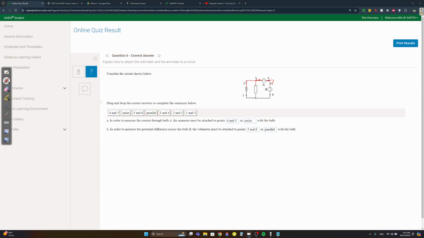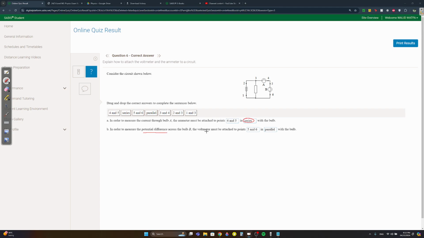So the current continues here, it reaches, and we just measure the current after it went out of the bulb. So that would work between 4 and 5. Because 3 and 4, it would go out. We don't want that. You remember for a current, the ammeter, it has to be series. So that's why you can't use 3 and 4 because then it would be parallel. So you'd use 4 and 5, and obviously it has to be series.